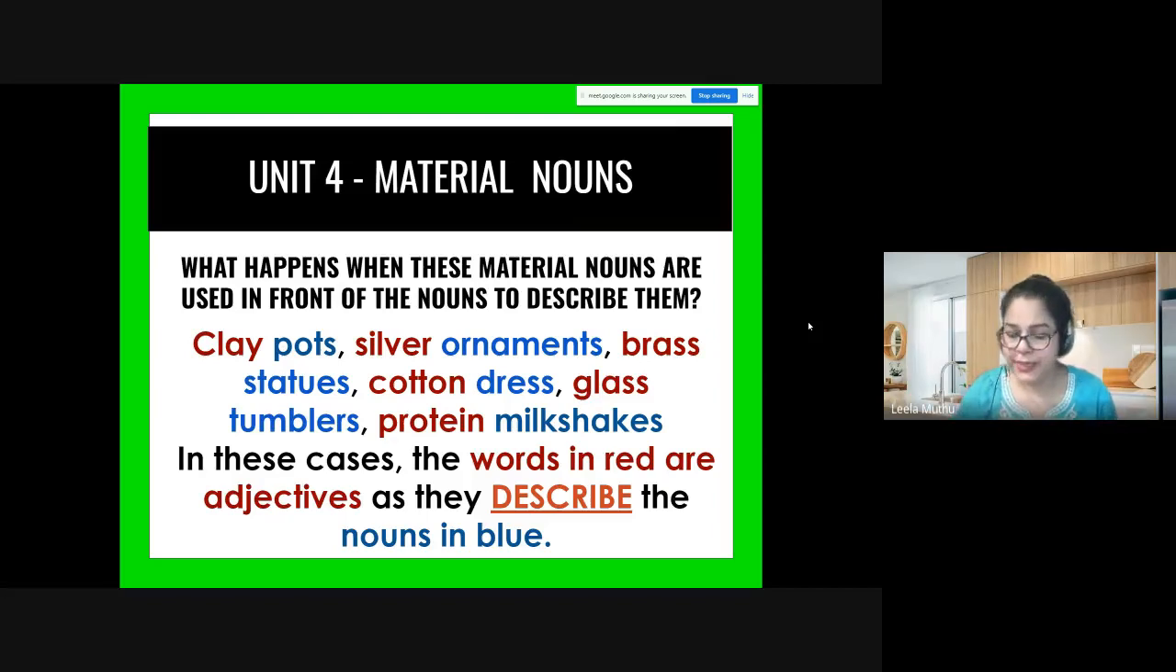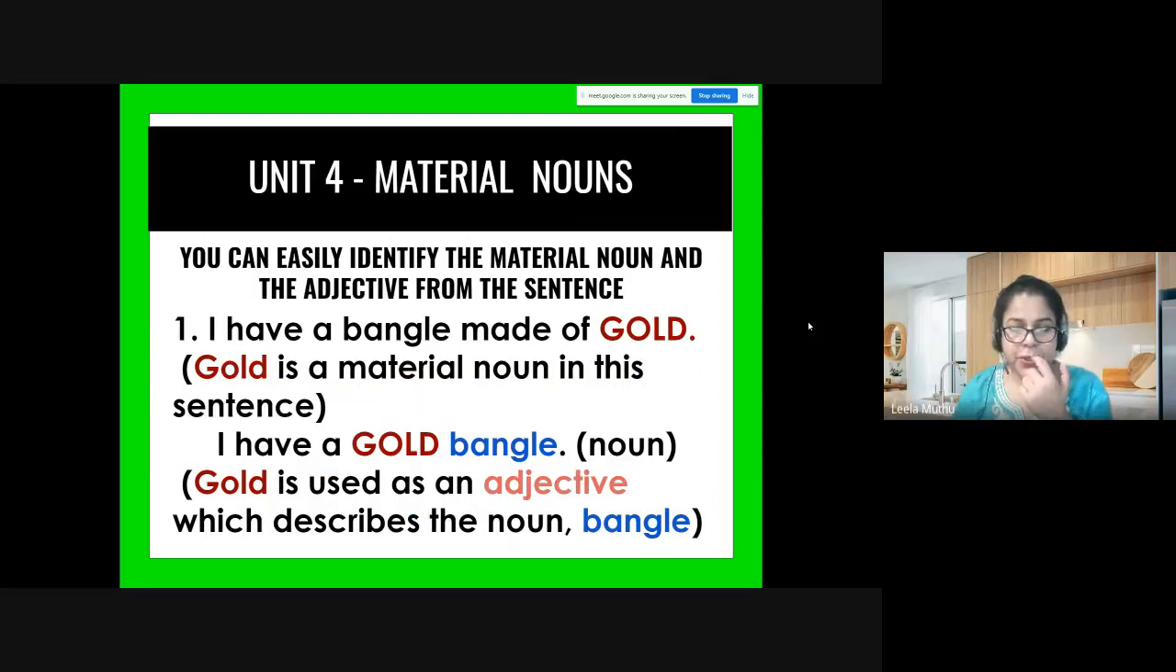which make them adjectives. Okay? So I have a bangle made of gold. I'm going to repeat a lot, but this is going to get it really inside you. You won't be able to forget it. You will understand it perfectly, which is the aim of this lesson. So I have a bangle made of gold. Gold is a material noun in this sentence. I have a gold bangle. The word gold is coming before the noun bangle. Therefore, gold is an adjective in this sentence.